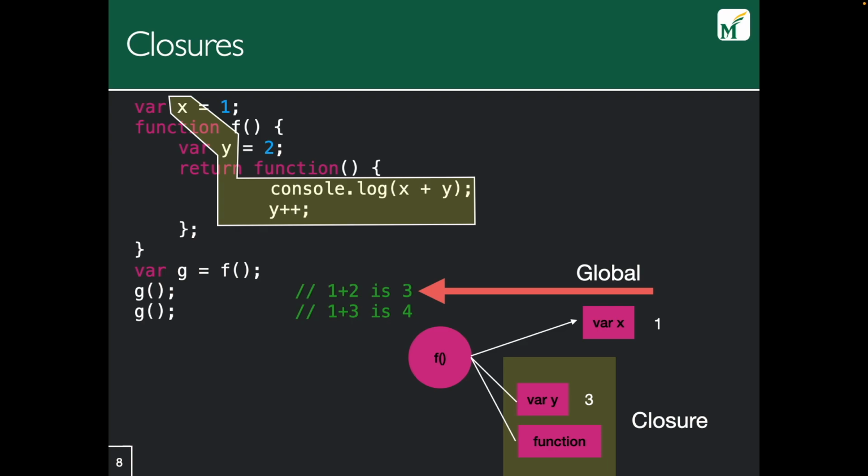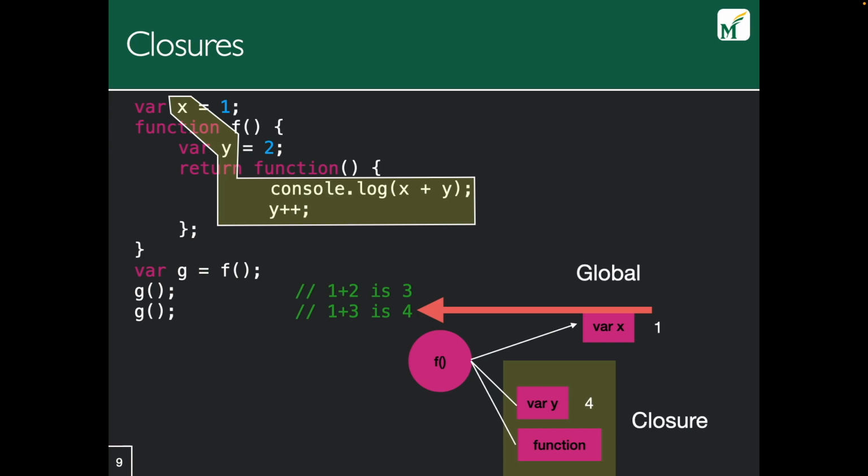Variable x stays the same, and this kind of continues on. We get the same thing here. Value of y changes to 4, and so on and so forth. So just keep this concept in mind.